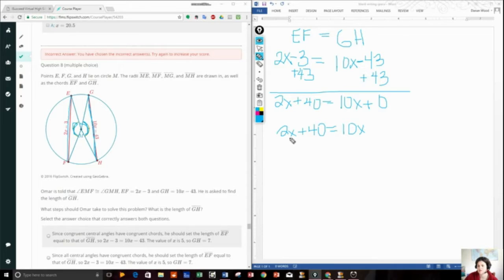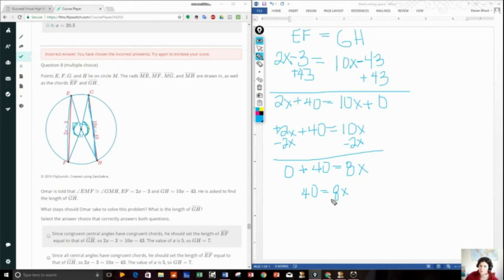Okay, since I still have an x on this left side, I want to move it onto the right side. So the 2x is positive since it doesn't have a negative sign. Since it's addition, our goal is to make it 0. So we're going to minus 2x, use the inverse operation. So we're going to have 2x minus 2x, 0. That was our goal. Plus 40 equals 10x minus 2x is 8x. Alright, so 0 plus 40 is 40 equals 8x.